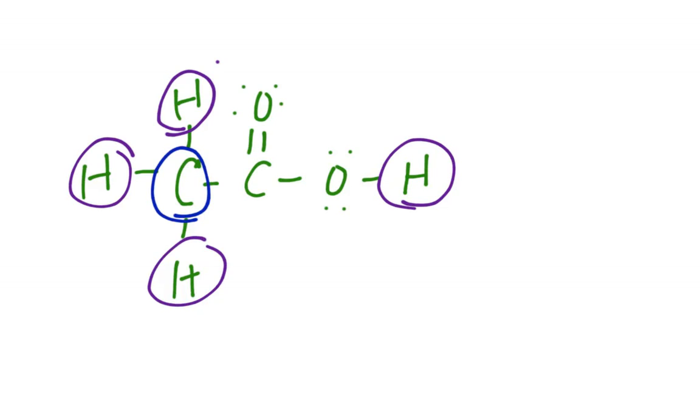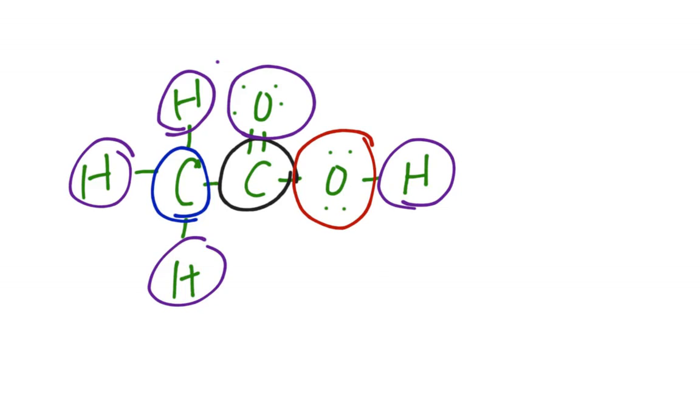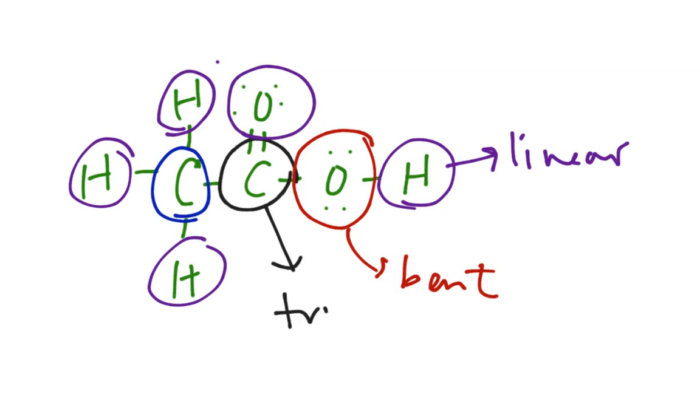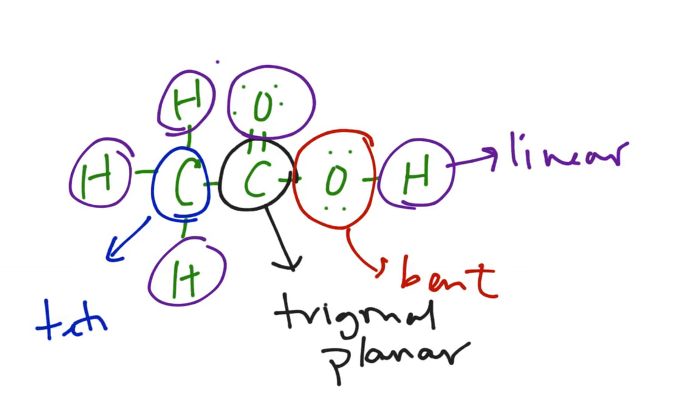This carbon is going to be tetrahedral. This carbon is going to be trigonal planar. This oxygen is also going to be linear. And this oxygen is going to be bent. So actually let me go through and label these. Red is bent. Purple is linear. Black is trigonal planar, and blue is tetrahedral. So lots of different shapes here.